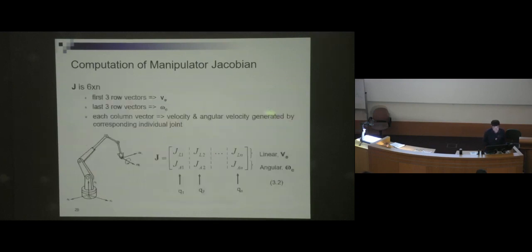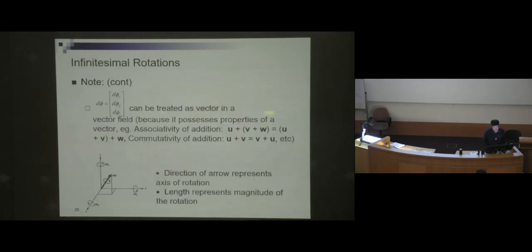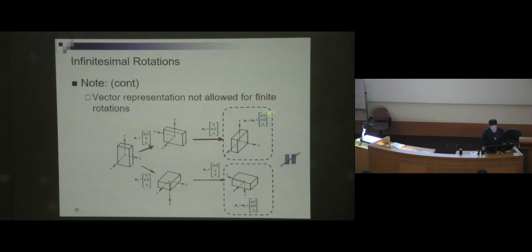So bear in mind that we are looking at a very small angle, meaning that d phi is equal to d phi x, d phi y, d phi z. The phi over here refers to a very small displacement, a very small angle. This is different from finite rotations. A finite rotation means that the angle is at the macroscopic level.